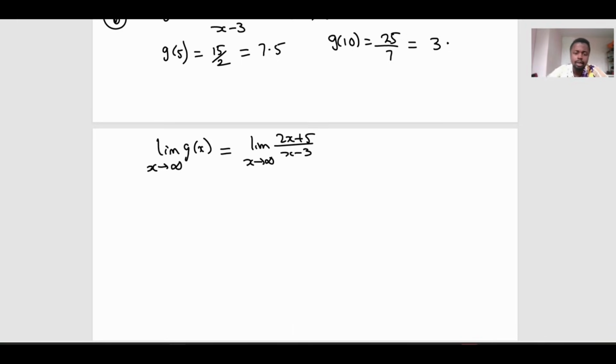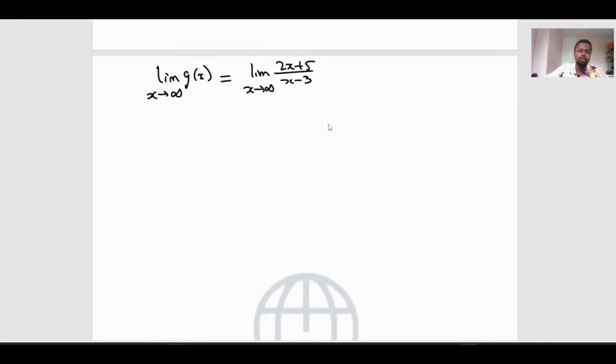Please pay attention to this. I'm not sure if this has been taught in pure math. It should be, but let's just assume that it has not. So we need to find how to do it.